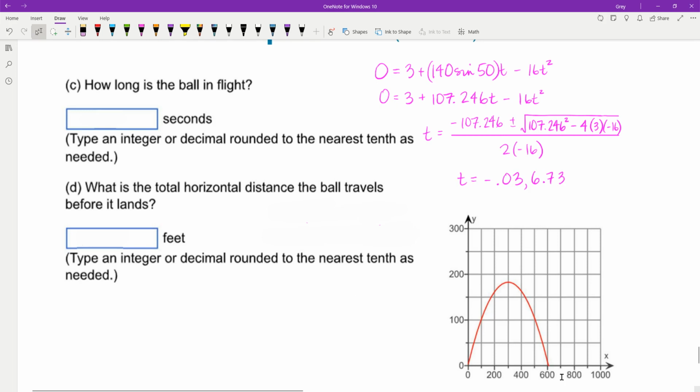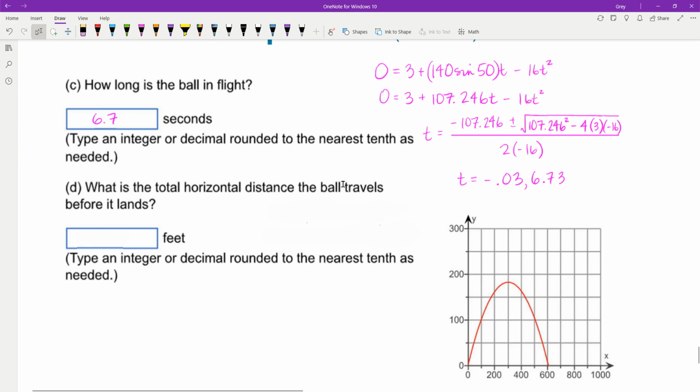Notice on our picture, it's way over here. That means this thing comes past the y-axis. That's the negative 0.03. And then over here, it is at 6.73. So 6.73 seconds, or 6.7, because we're going to the nearest tenth, is how long the ball was in flight.